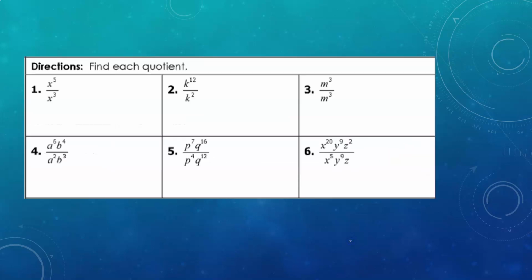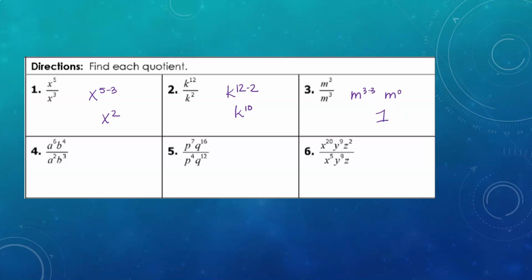So x to the 5th divided by x cubed is x to the 5 minus 3 power, which is x squared. K to the 12th divided by k squared is the same thing as k to the 12 minus 2 power, or k to the 10th. M to the 3rd divided by m to the 3rd is m to the 3 minus 3 power, or m to the 0 power. Anything to the 0 power is 1.